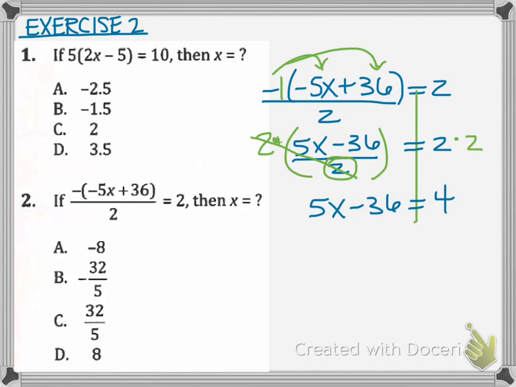Now, we want to get all our variables on one side, which we have, all the 5x's on the left. So we want to move our constants to the other side, to the right. We're going to move the negative or minus 36 by adding it to both sides.